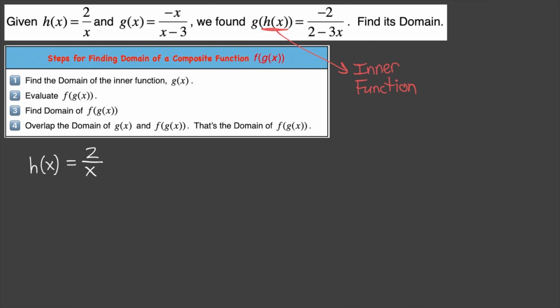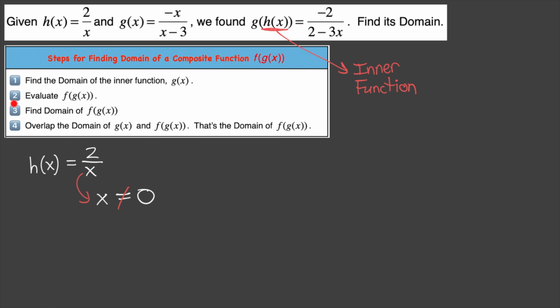So let's bring it down here. Whenever we're looking for restrictions to help us find the domain, we look for x's underneath the square root or in the denominator typically. In this case, we do have an x in the denominator. So because of that, x cannot equal 0. The reason it cannot equal 0 is because you can't have a 0 on the bottom of a fraction. That'll make the fraction undefined. So that's our only restriction on our inner function h of x.